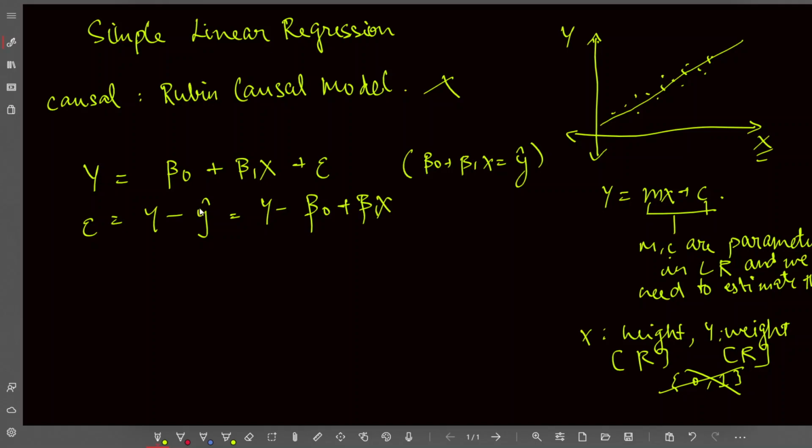So that will lead to some errors between the predicted value and the actual value, and that error is given by y minus (beta naught plus beta 1 x). This error is also called the residual.